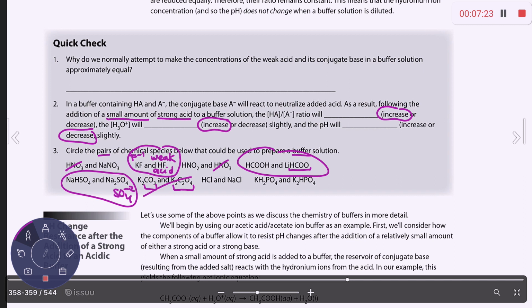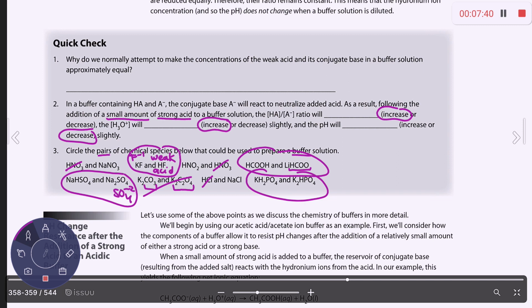Okay. And the next one, HCl, is a strong acid. That's out. And the very last one, you've got H2PO4. That would be, I believe, a weak acid in your table. So they both have the same anion. That would be acceptable. Okay.